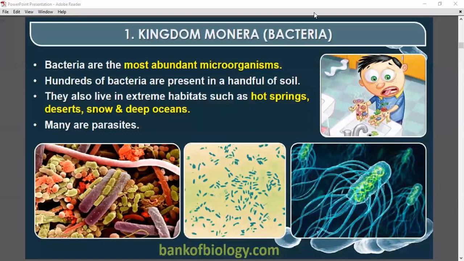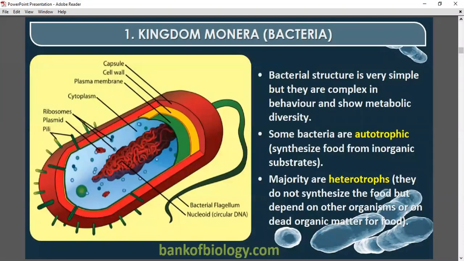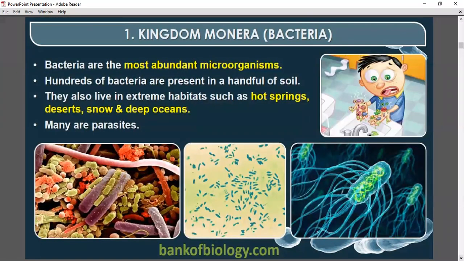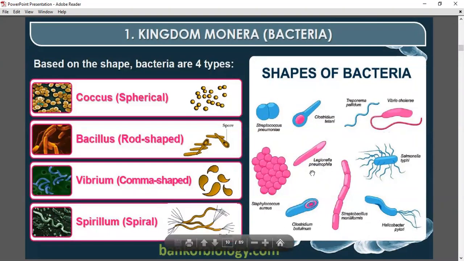So this is a basic introduction, and in the last class we studied that bacteria are prokaryotic organisms, and they have both autotrophic and heterotrophic modes of nutrition, right? Now we are going to discuss the classification of bacteria based on shape. Very important. In previous years, several NEET questions have come from this topic. Bacteria are classified into 4 types based on their shape.